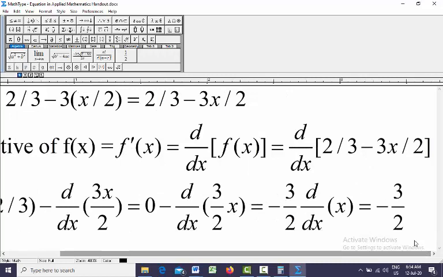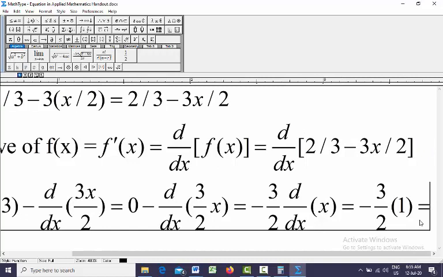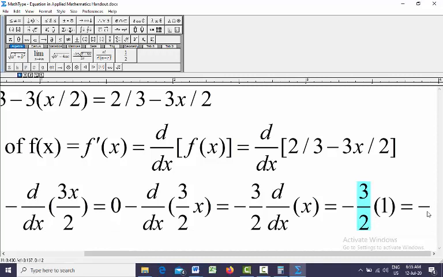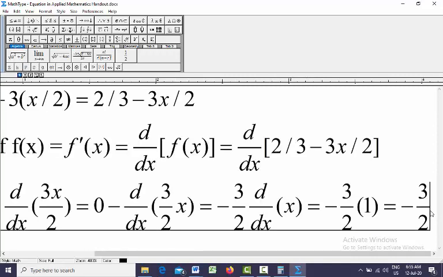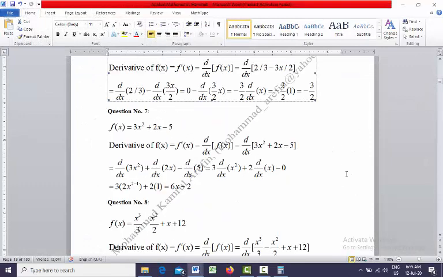So you know that differentiation of x, we have only one x there. So the differentiation of x with respect to x is 1. The answer is here, 1. So that means we are left with minus 3 by 2. Right, that's the answer. This one is a very easy problem.